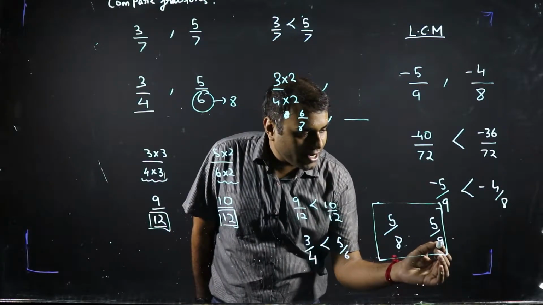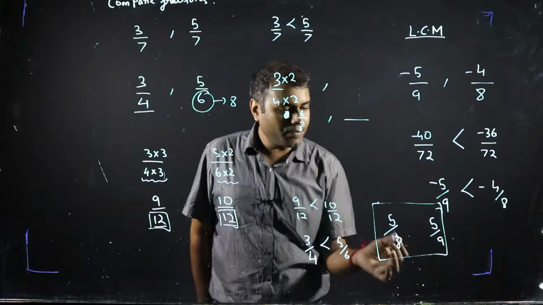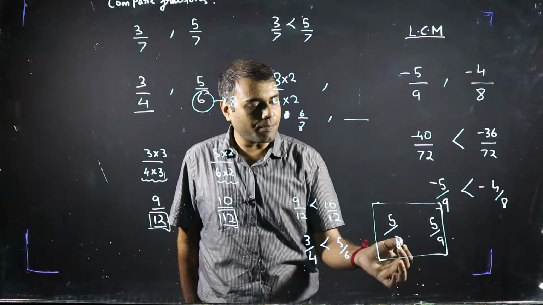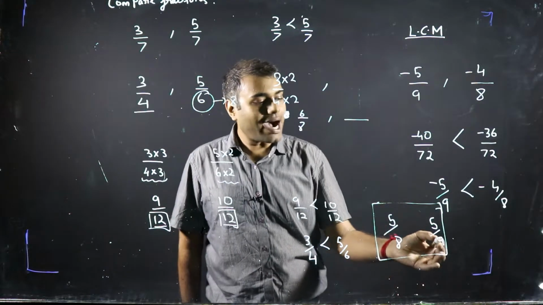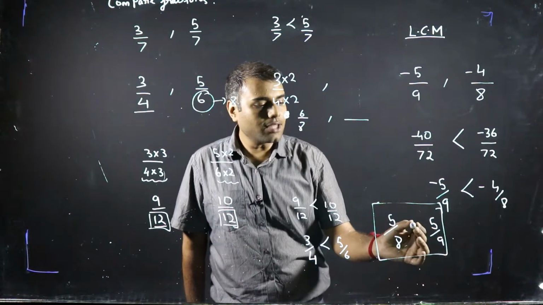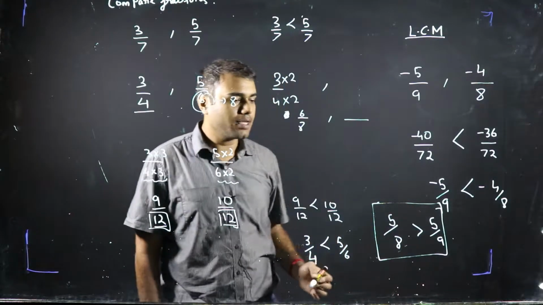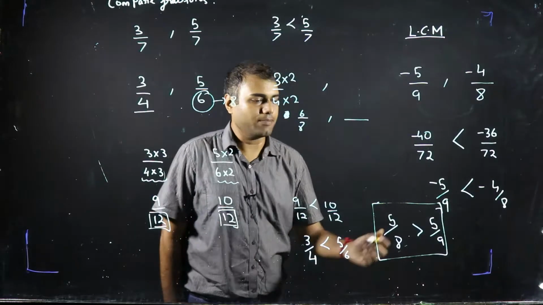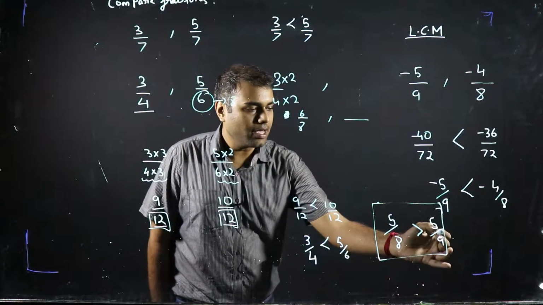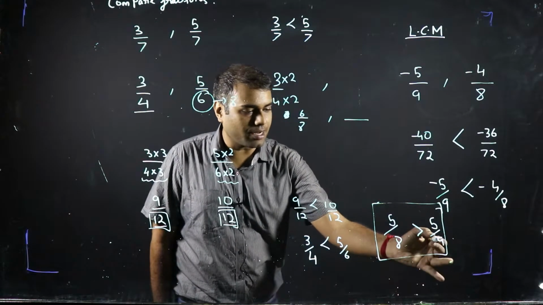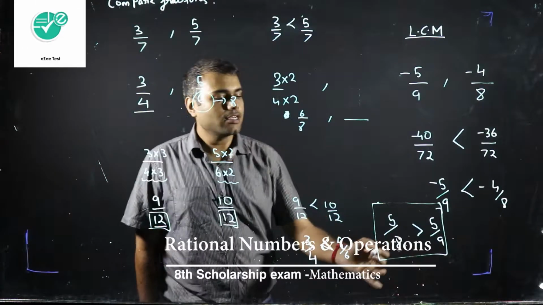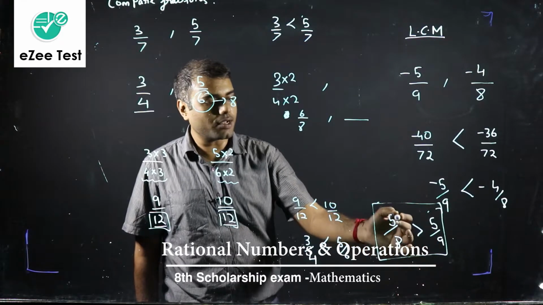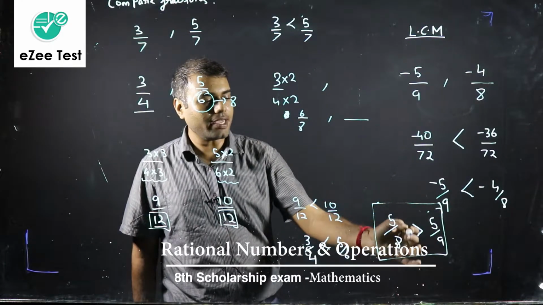Now we are dividing 5 by a greater number here, that is 9, and we are dividing 5 by a smaller number here, that is 8. So the higher the denominator, the lesser the fraction will be, because 5 divided by 9, we are dividing it by a larger number in comparison to 8. So this fraction will be smaller, that is 5 by 9 will be smaller in comparison to 5 by 8.